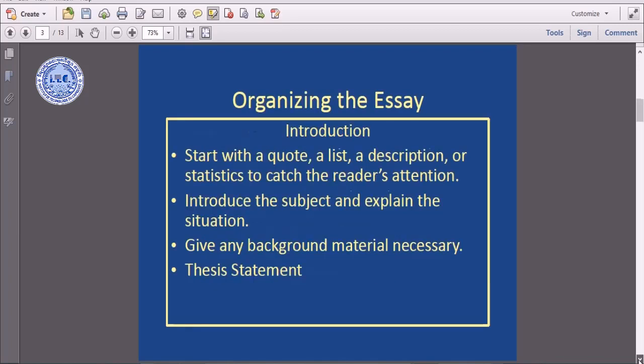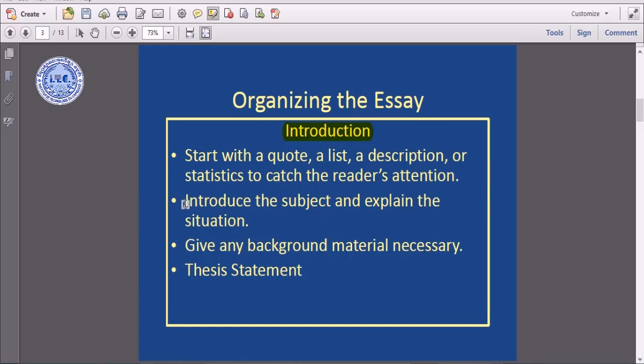Next, organizing the essays. So here is an introduction. What you can do in an introduction, I can highlight over here. Number one, you can start with a quote, like a hook, a list, a description, or a statistic to catch your reader's attention. It's what we call a hook statement, a hook sentence. A hook sentence usually starts the first sentence of the paragraph. So with the hook, you can start with a quote, list, description, or some facts, some statistics, so that it can catch the reader's attention.